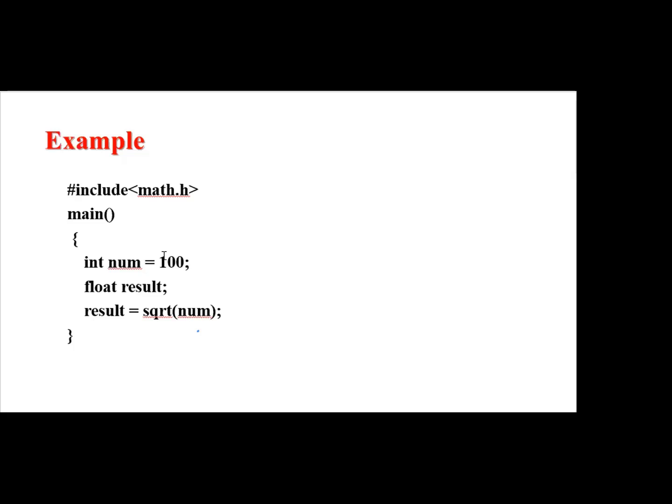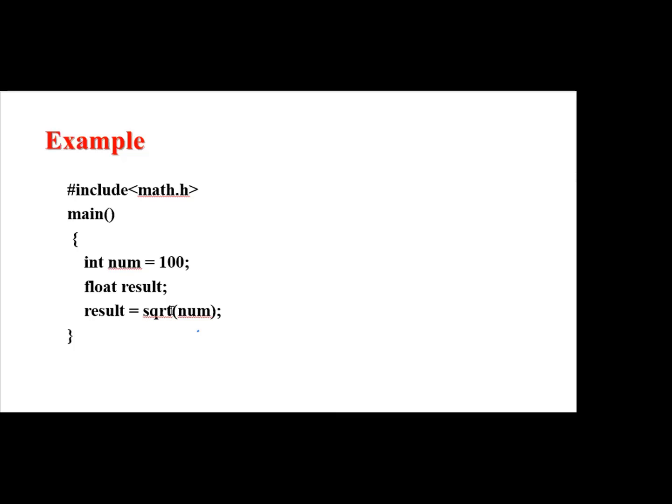Since my number is 100, this function will return a value which will be stored in this variable result. What is the square root of 100? 10. So the square root of 100 is 10, right? So the value 10 will be stored in result. If the number was 16, then the square root of 16 would be 4, right? So 4 would be returned and stored.